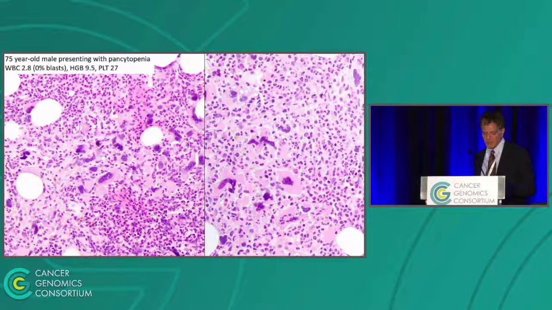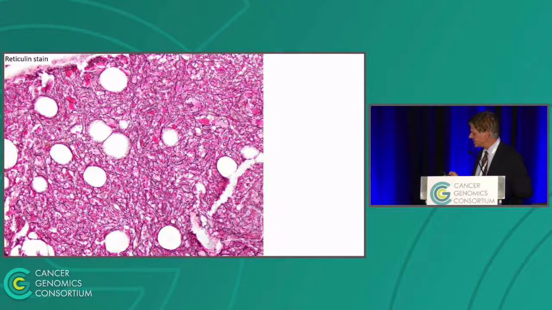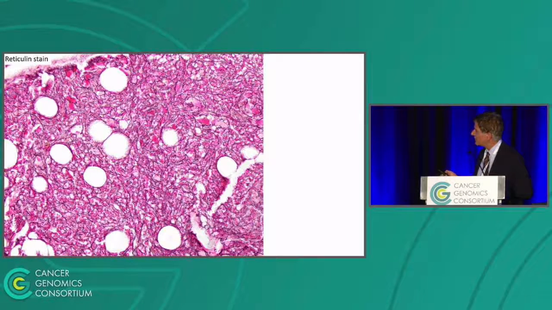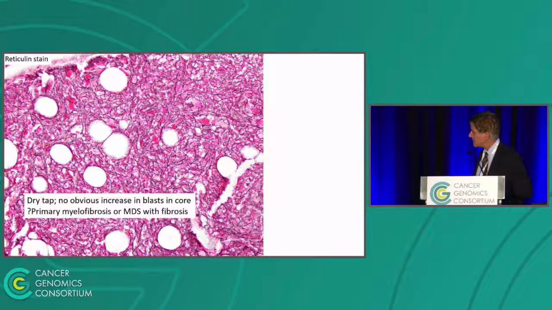In the interest of time, I just want to go to the last few cases here, a couple of cases, to illustrate some of these difficult cases. This is a man who presented with pancytopenia. Looking at this marrow, the pathologists in the audience might think this is a myeloproliferative neoplasm. The patient had pancytopenia, though, no circulating blasts. The patient had high reticulin fibrosis, which unfortunately caused a dry tap. There was no obvious increase in blasts.